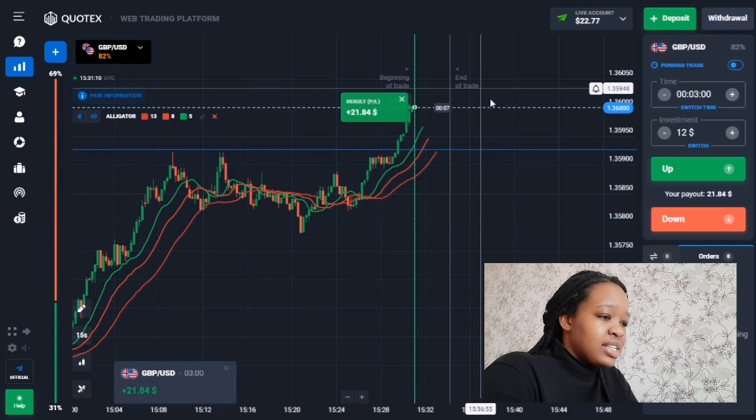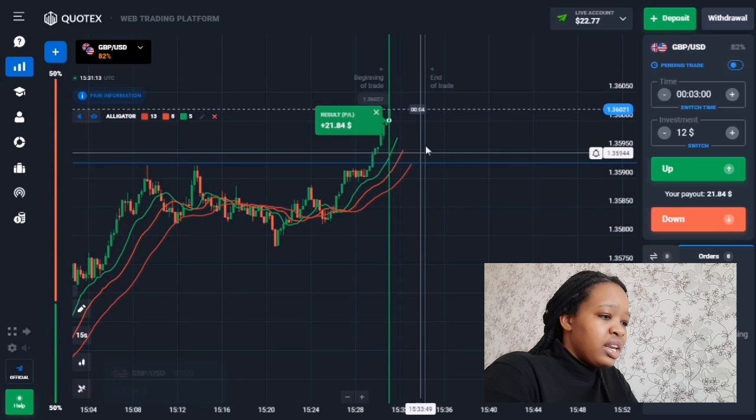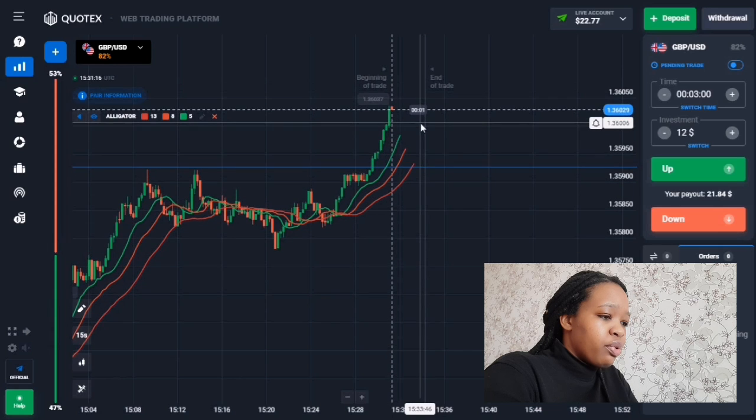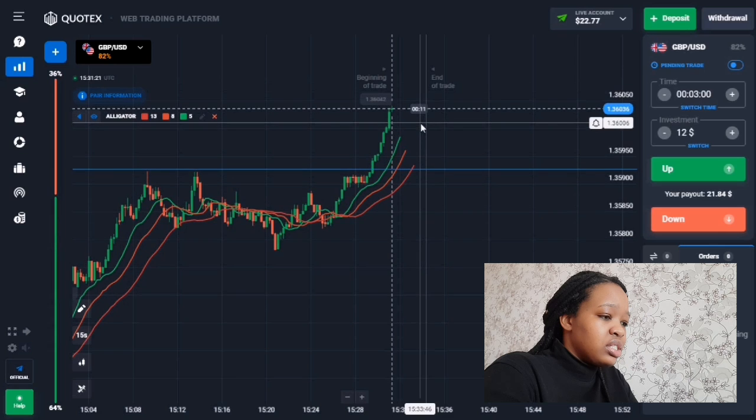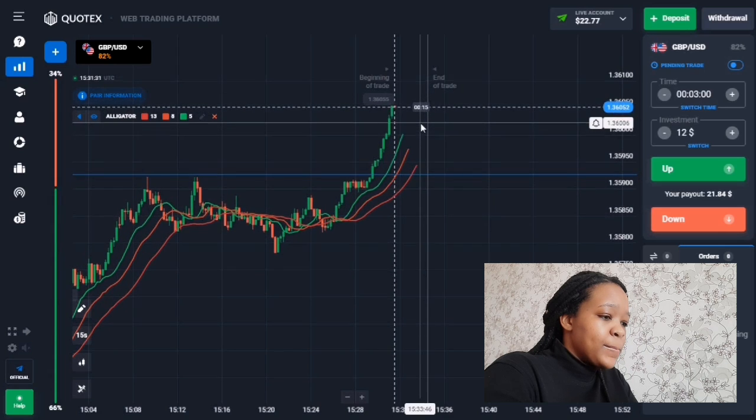Well, it is very nice. After the flat, the price moved upwards. There was the breakout of the level and it has brought me very good profit. And all this was due to the entry point that was signaled by the indicator. So let me continue and find another situation to trade on.